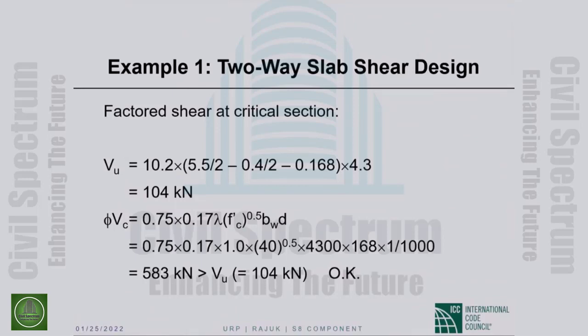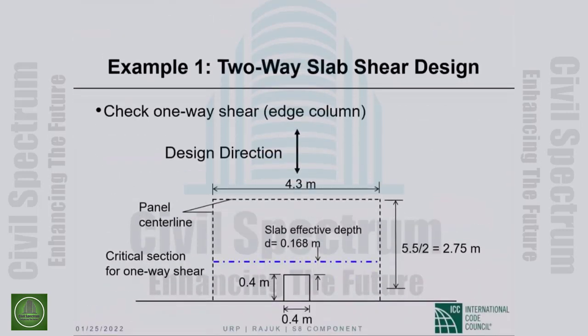How much can concrete carry? The one-way shear strength is 2 square root of f'c. Very simple. So phi is 0.75, then 2 or 0.17, lambda is 1, square root of f'c is 40 to the power 0.5, and then the section itself, b_w d, 4300 times 168. That gives us a one-way shear capacity of the concrete itself, design value already reduced by phi, of 583 kilonewtons. That is sufficient. That is way larger than 104. So that is okay. I actually have never seen a one-way shear problem in a flat plate. We always check, but I have never seen any problem, never.